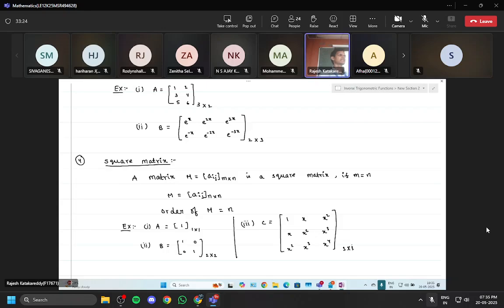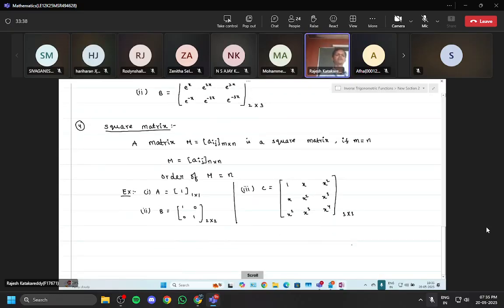Clear? See, order of a matrix can never be 0. There won't be any matrix having 0 rows or 0 columns. That m and n should be natural numbers always. Clear? Now, what we are going to see now is these are all types of square matrices. You can say there are 5 types. First one we are going to see.